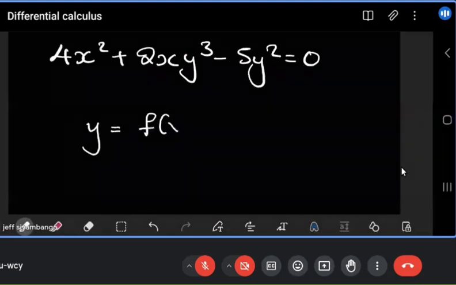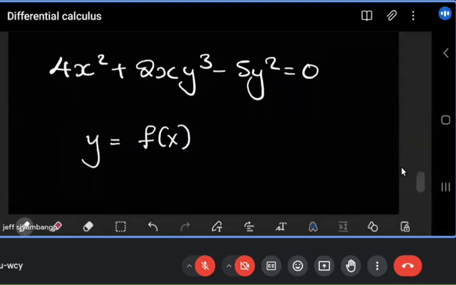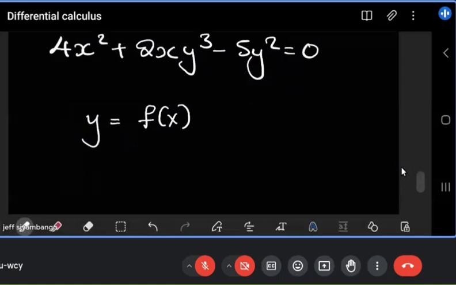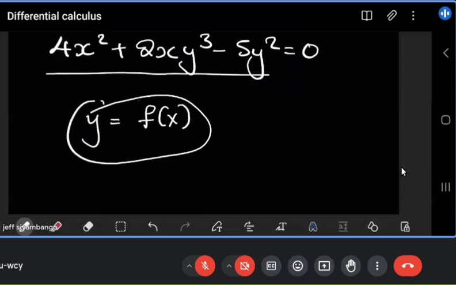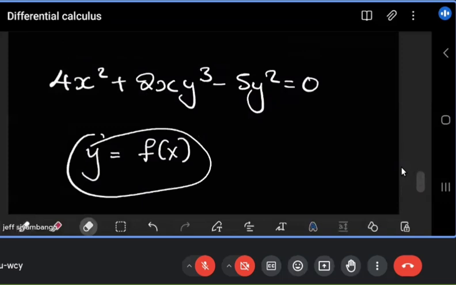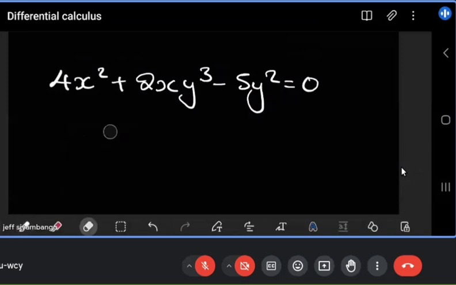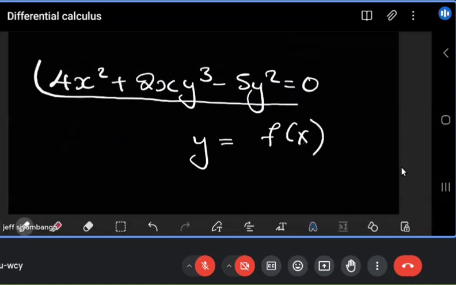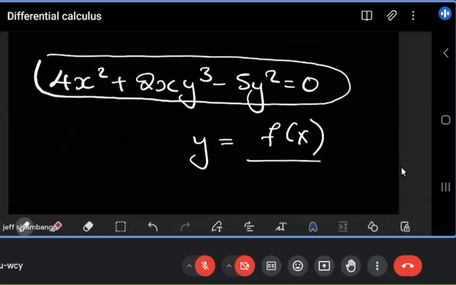It's possible. Y is a function of x, but we just can't present it in that way. So when differentiating y, or when differentiating this expression, we're now just going to differentiate it implicitly, meaning we will differentiate it as it is without making y the subject of the formula. We know y somehow is a function of x, but we have no idea how to represent it in such a way.